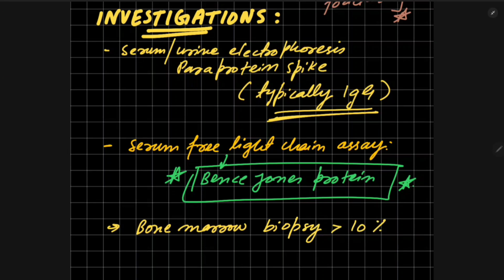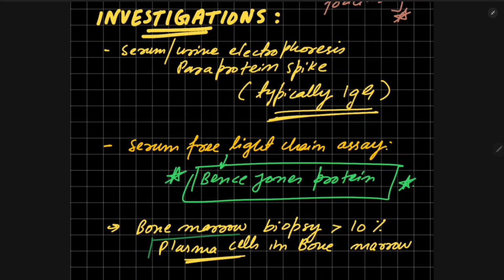And the third investigation we do in these patients is bone marrow biopsy. By doing bone marrow biopsy in these patients, what we find is greater than 10% plasma cells in bone marrow. Greater than 10% plasma cells in bone marrow.